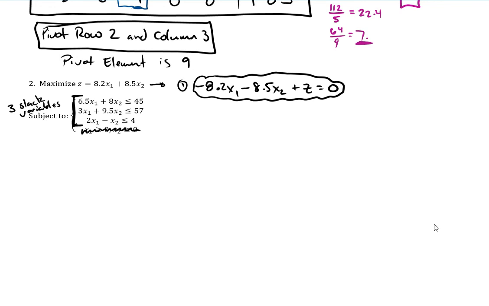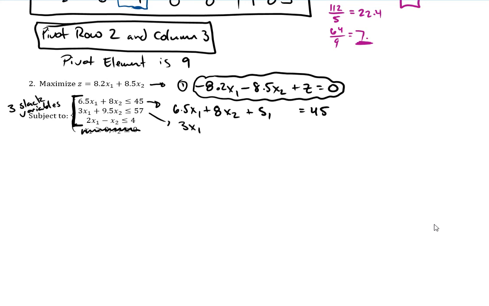So there's that first one. And then now let's do it to these three inequalities. So we'll do our slack variable. We've got 6.5 x1 plus 8 x2, and we're saying plus something. That's our slack variable, should equal the 45. And here I'm giving myself a little space, too, for organization. And then we'll do it to the other two.